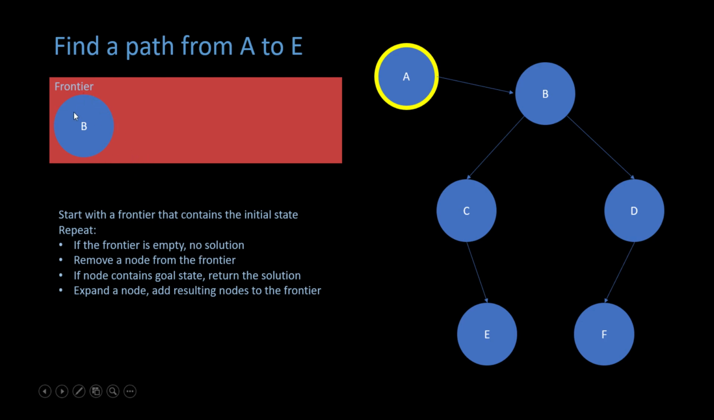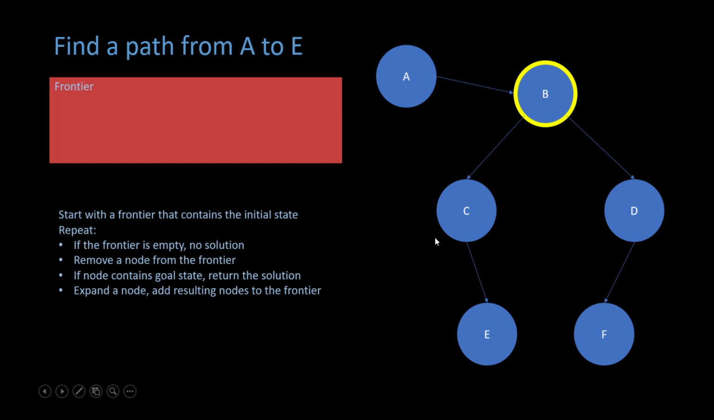It is not, so okay, there might be a solution here. So I need to remove from the frontier. And by removing, I'm effectively turning B into the node N. Okay, so I will stop looking at A, and now I will look at B.